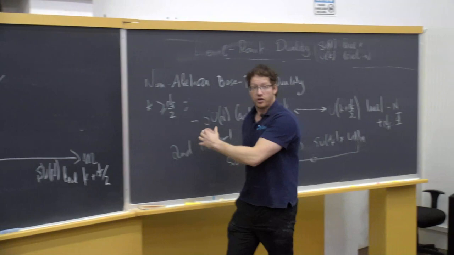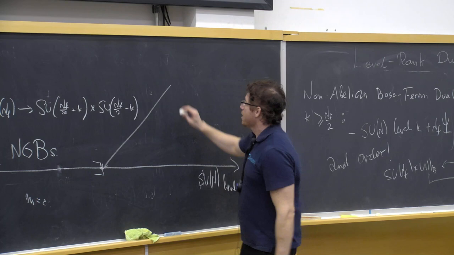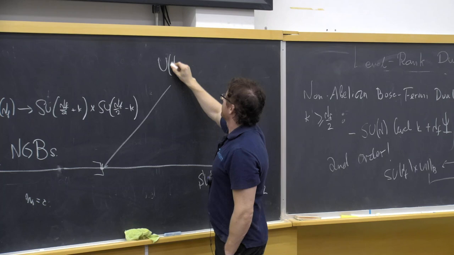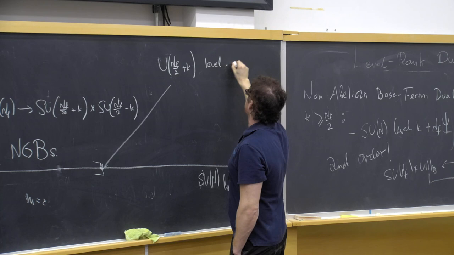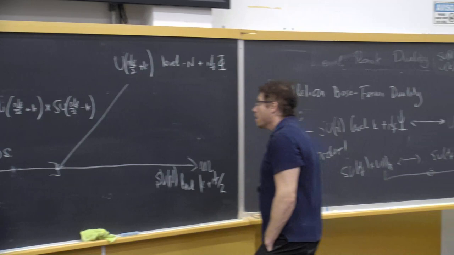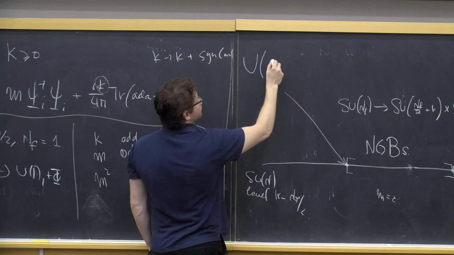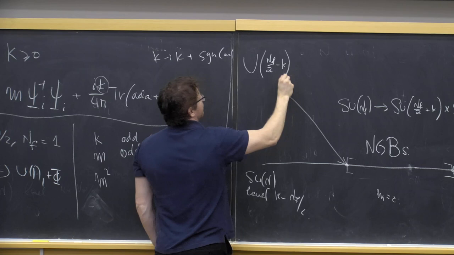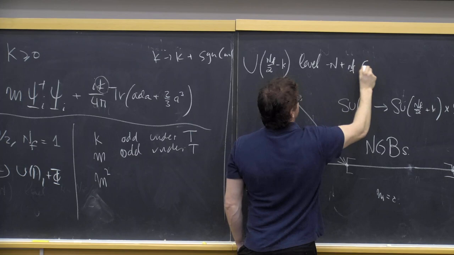That's the proposal. So this transition has a dual bosonic description, which is a U(nf/2 + k) level minus n plus nf bosons. And this dual description is different. So there is another dual description, but now it's U(nf/2 - k) level minus n plus nf bosons. But these are different bosons. OK, so let me just make two remarks about it, and then I'm done.